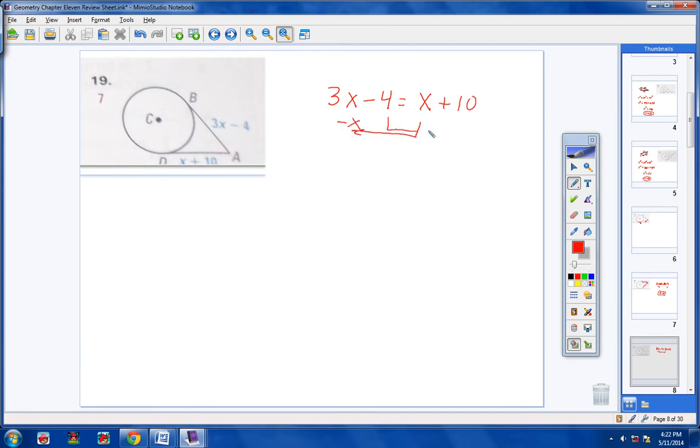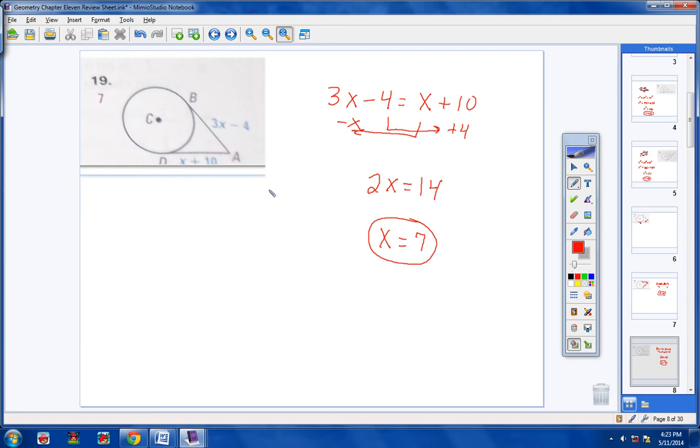Bring your negative 4 over and make it a positive 4. And you're left with 2x equals 14. Now we divide both sides by 2 and x equals 7. Now again, what they're reviewing in these three problems is very simple.